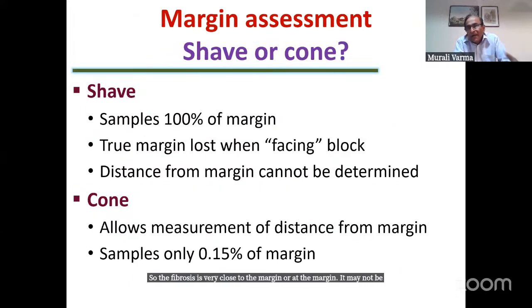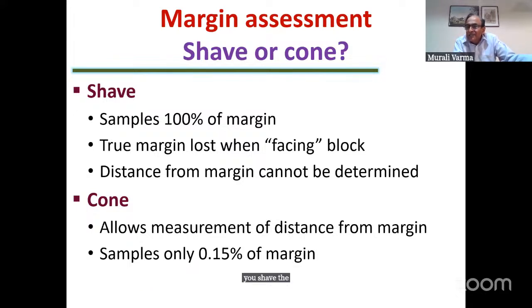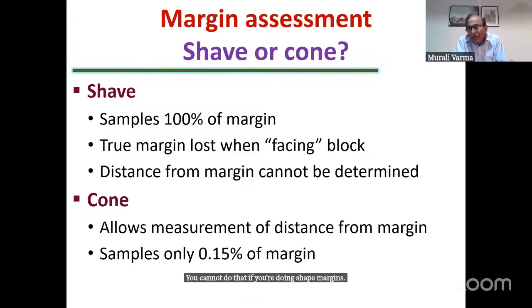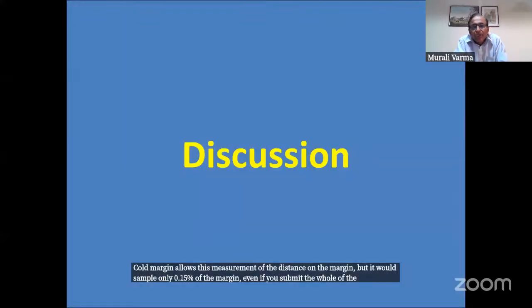And again, you have the question of whether you do a shave margin or a cone margin. The advantage of the shave is it examines the whole of the margin, but the true margin is lost when facing the block, and you cannot determine the distance from the margin. So like in the colorectal, etc., if you have a certain distance from the margin that you would consider margin negative, you cannot do that if you're doing shave margins. Cone margin allows this measurement of the distance from the margin, but it would sample only 0.15% of the margin, even if you submit the whole of the margin in a cone fashion.